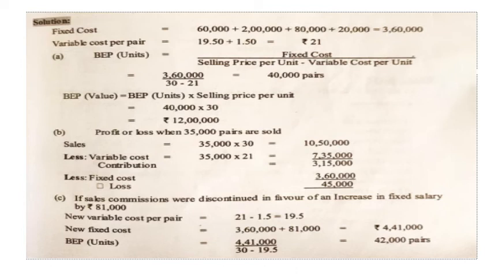So if you find the units, and the selling price per unit is given, you can multiply the units into the selling price per unit, and you will get your break-even point value. The break-even point units we have got is 40,000 pairs, into selling price per unit, which is rupees 30 as per the question. So the total break-even point value is rupees 12 lakh.